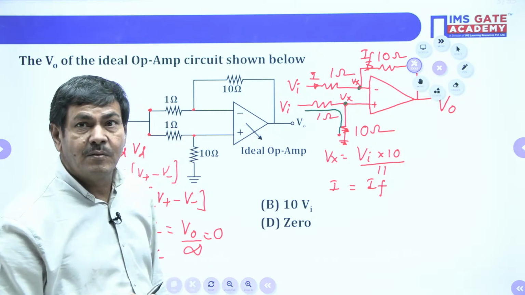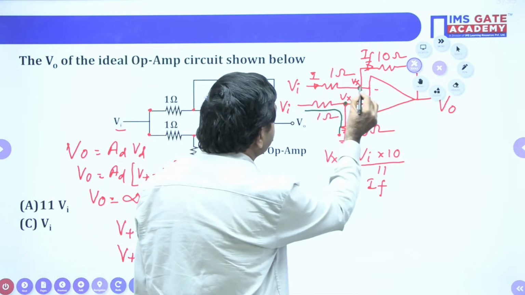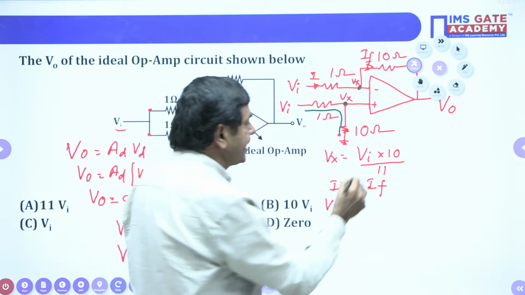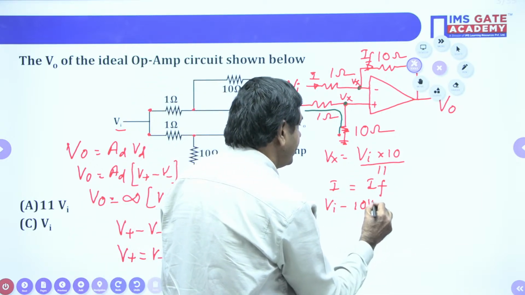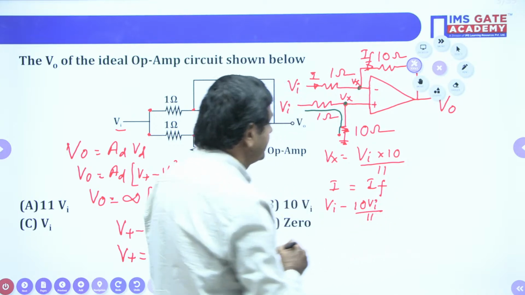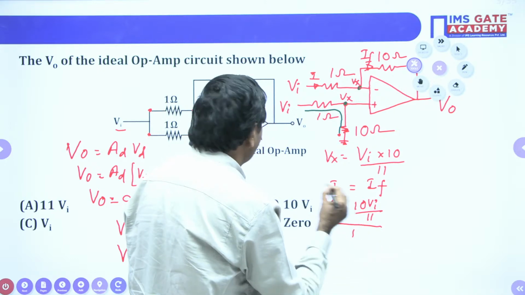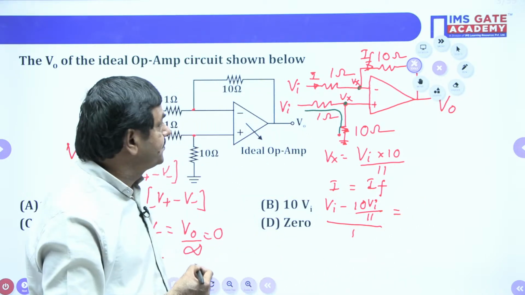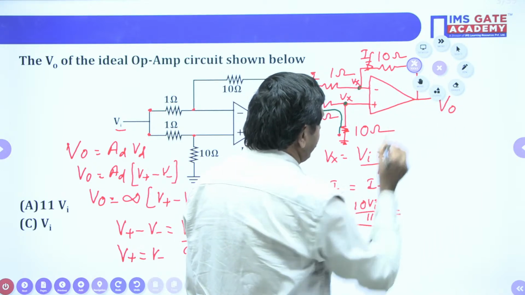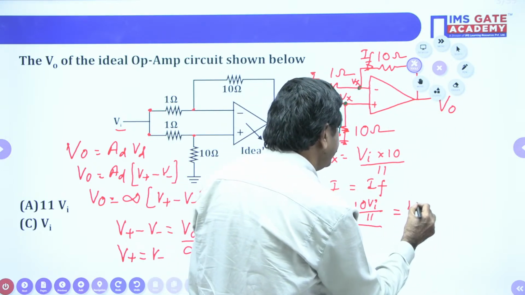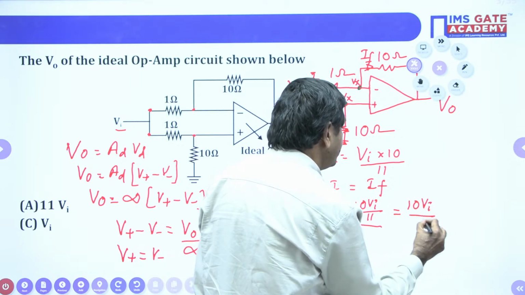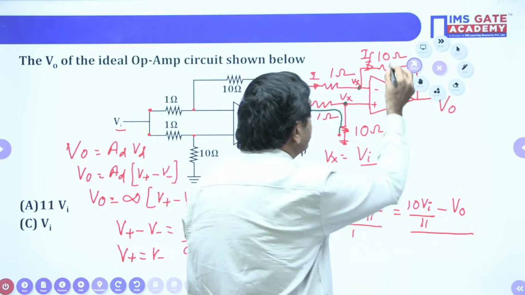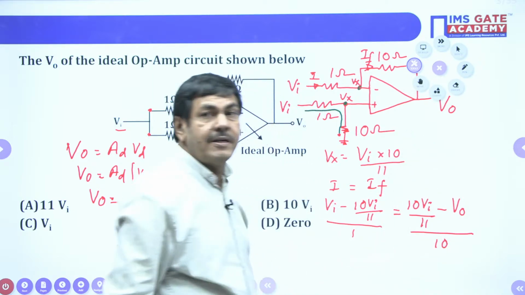What is I here? I is nothing but Vi minus Vx by 1 ohm. Vi minus Vx is nothing but 10 Vi by 11, divided by 1 ohm. This is equal to IF. What is the feedback current here? IF is nothing but Vx minus V naught, where Vx is 10 Vi by 11, so 10 Vi by 11 minus V naught, divided by 10 ohms.